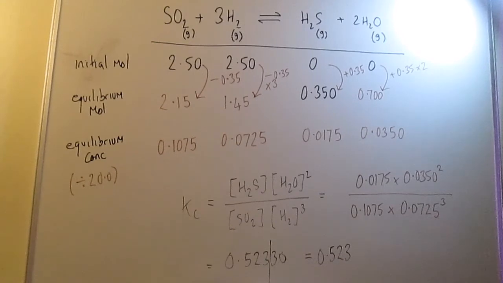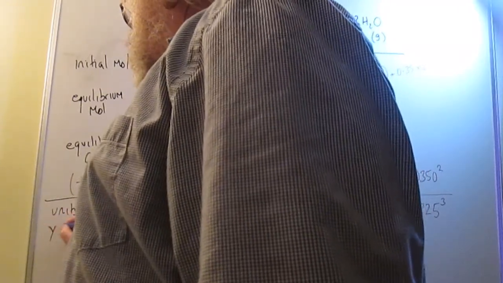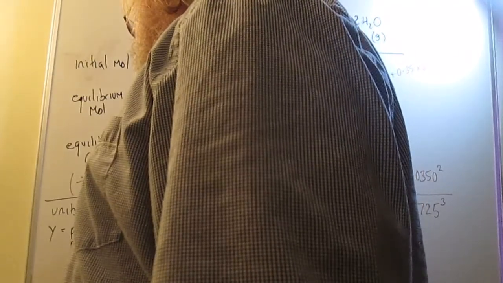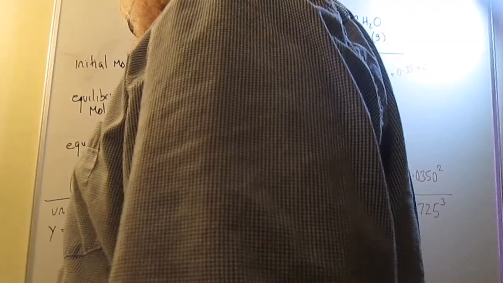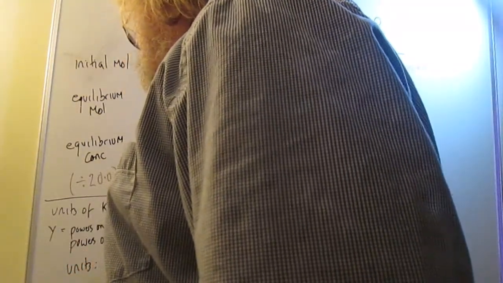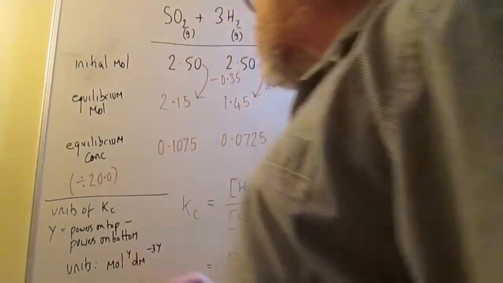And then we've got to find the unit. So again, it's well worth your while learning the recipe for the units of K. So let's just write that down, units of Kc. If we define Y as the powers on the top minus the powers on the bottom in your Kc expression, then it's very easy, because the units of K will just be moles to the power Y dm to the minus 3 times Y.